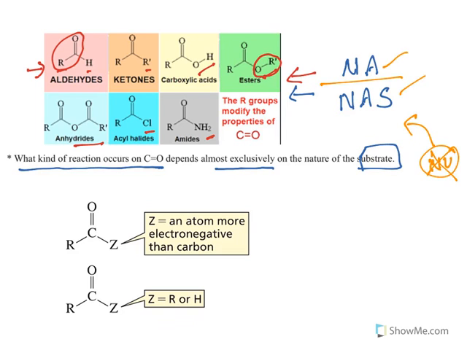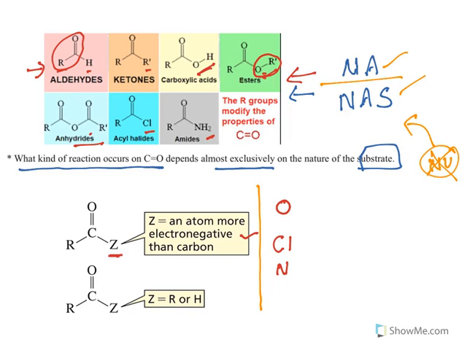The substrates. Now, based upon the group attached to this acyl group, the substrates are divided into two categories. In one category, this atom is more electronegative than carbon. You can look here. See, in carboxylic acid, in ester and anhydride, what is the atom attached to this acyl group? It is oxygen. In acyl halides, it is chlorine. In amides, it is nitrogen.